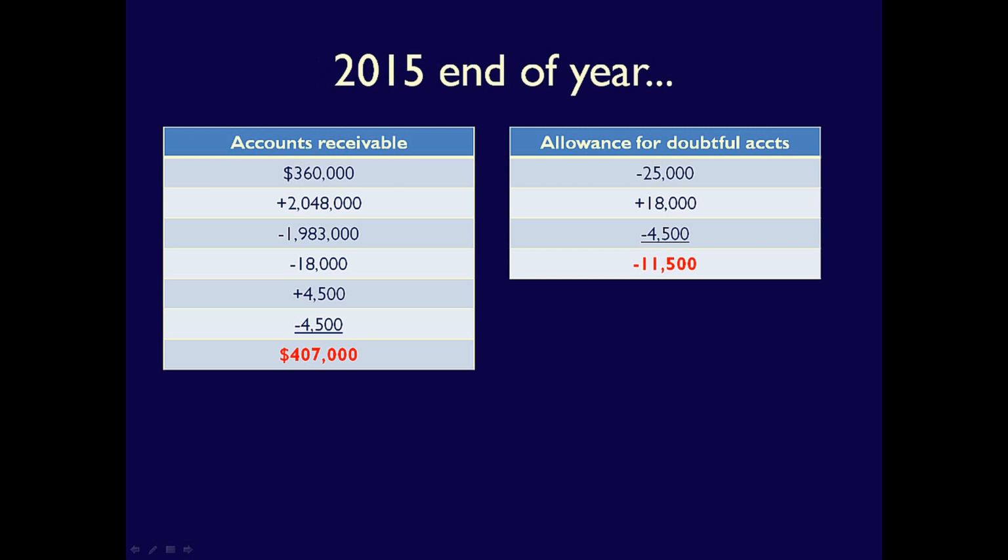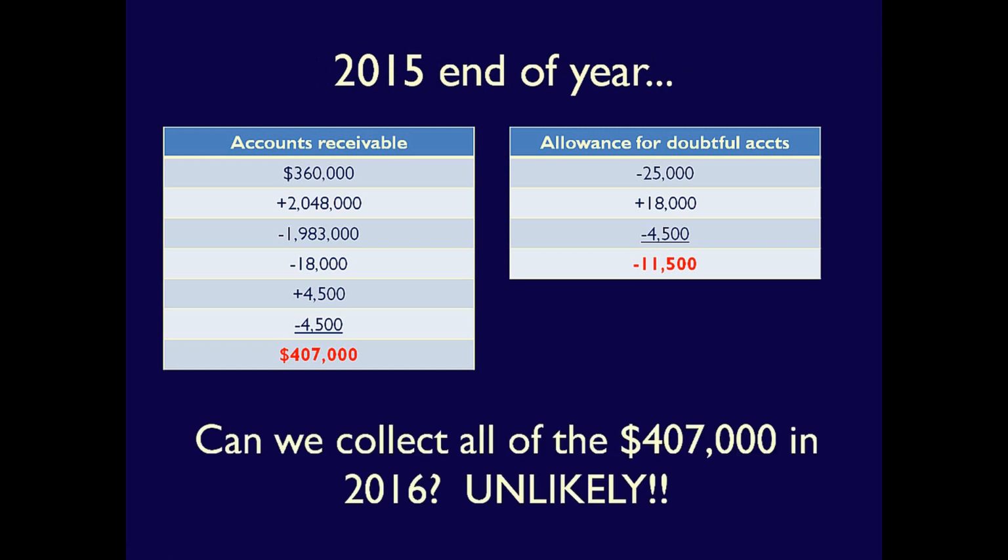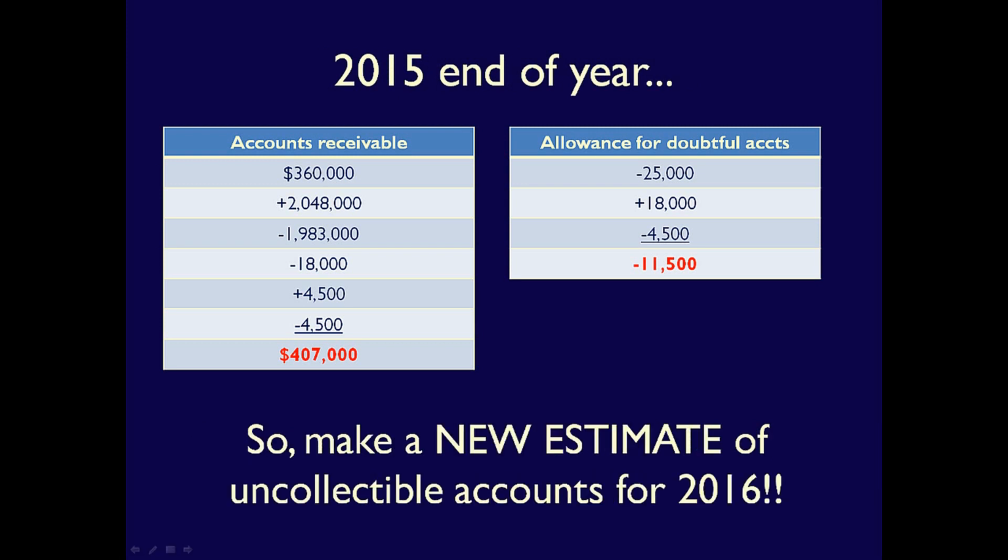We are now at the end of 2015. What should we do? Well, we have $407,000 in accounts receivable, and we know that we won't collect it all. After all, not everyone will pay us. So we have to use our knowledge of the company's customers and the industry and the economy as a whole, and we have to make a new estimate of how much of the year-end accounts receivable will not be collected in 2016, the upcoming year. Sound familiar? It should. We just did that at the end of 2014, and we have to do it again for 2015.